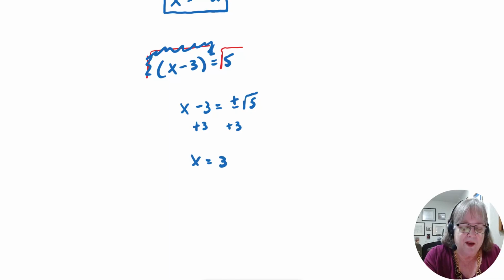Then you would add 3 to both sides, and x is 3 plus or minus the square root of 5. So you actually have 3 plus the square root of 5 and 3 minus the square root of 5. Those are your two answers.